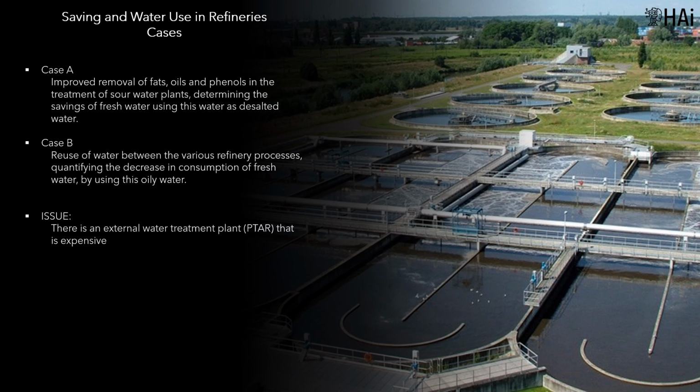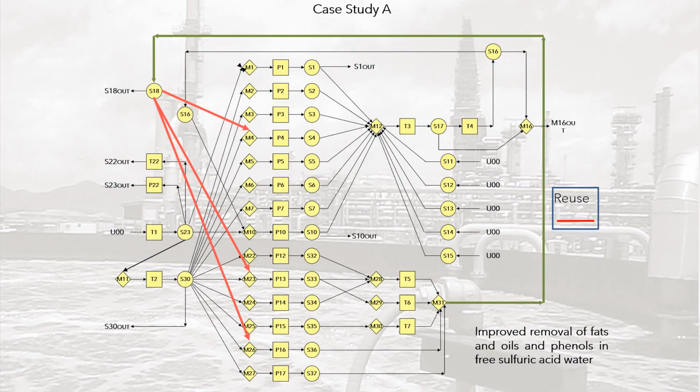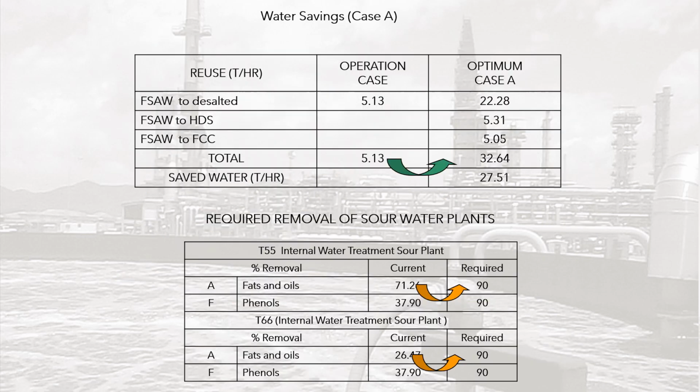Case B. Reuse of water between the various refinery processes, quantifying the decrease in consumption of fresh water, by using this oily water. Case Study A. Improved removal of fats and oils and phenols in sulfuric acid-free water. The image shows the water savings in Case A.